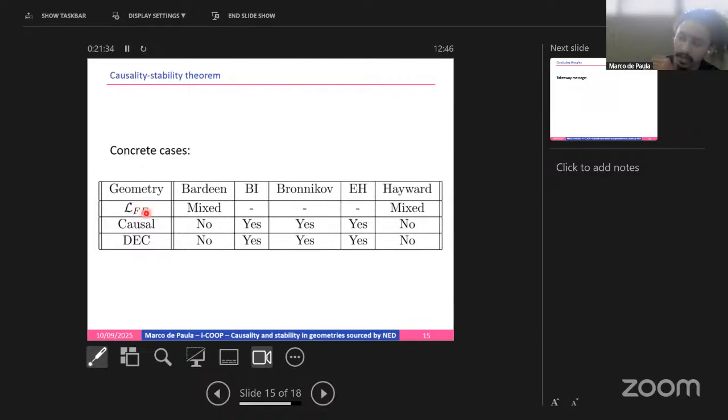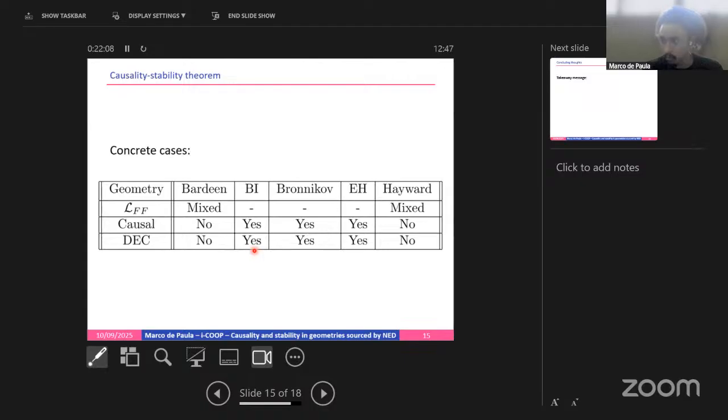So this is the second order derivative of the Lagrangian density, and you can see that for Bardeen and Hayward, they are mixed. They can have both positive and negative values. So they are not causal, and you can see that they actually violate the dominant energy condition, which is associated with the causality of the space-time. But for Bonnor-Rosen, Bronnikov, and Euler-Heisenberg, this term here is negative, which indicates that the space-time is causal, as we show by our results. And if you compute the dominant energy condition, we will see that the space-time is actually causal.